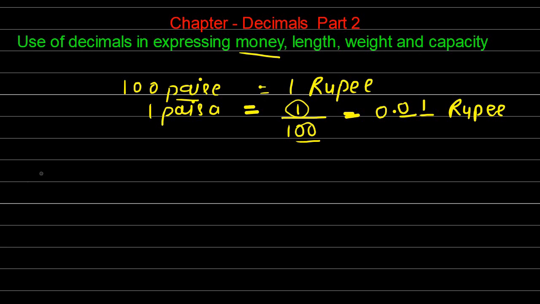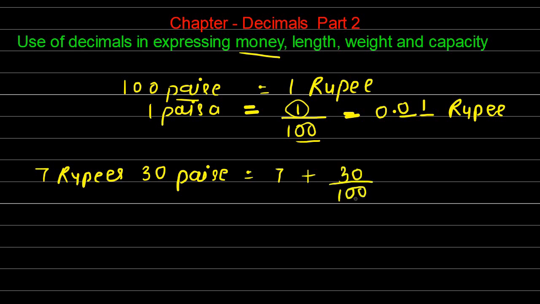Let's take one example, like 7 rupees and 30 paise. Let's convert it into decimals. So 7 rupees, 7 will remain as it is because that's our whole number. 30 paisa, as you have seen above, 1 paisa is 1 upon 100. So 30 paisa is 30 upon 100.